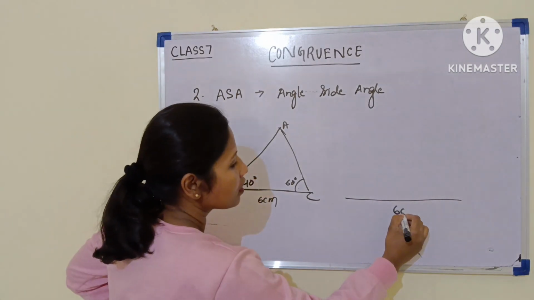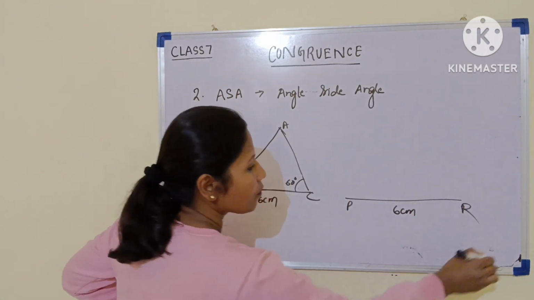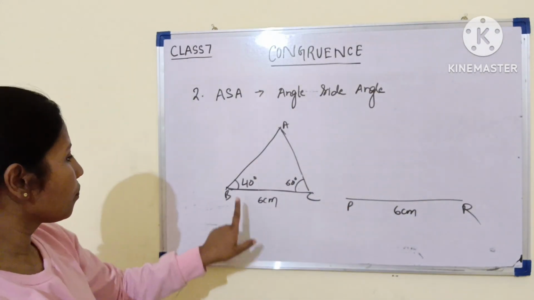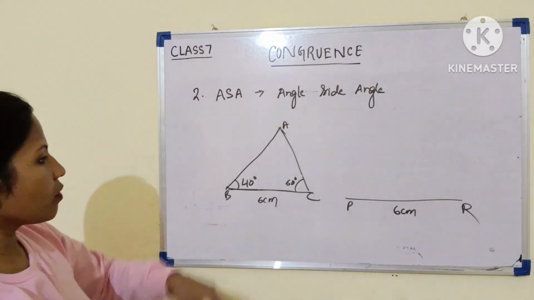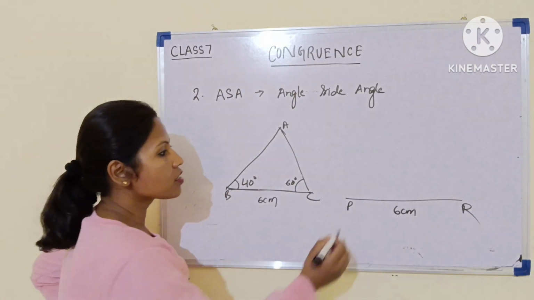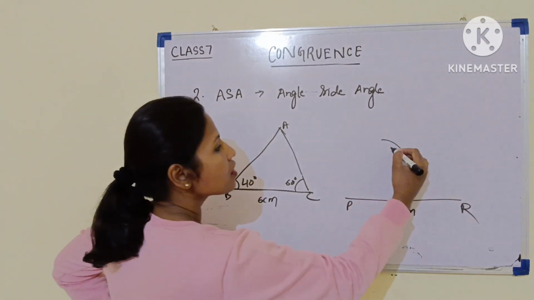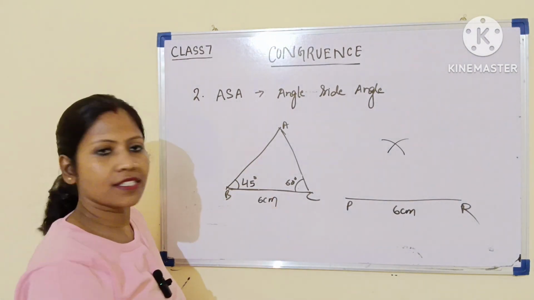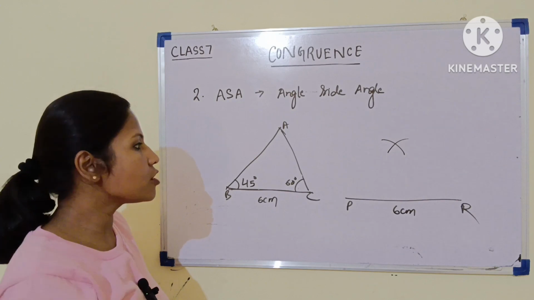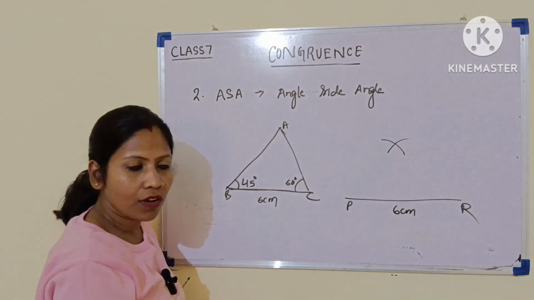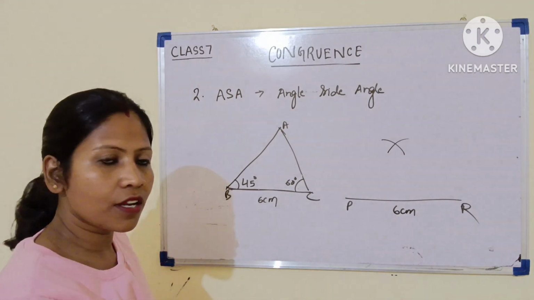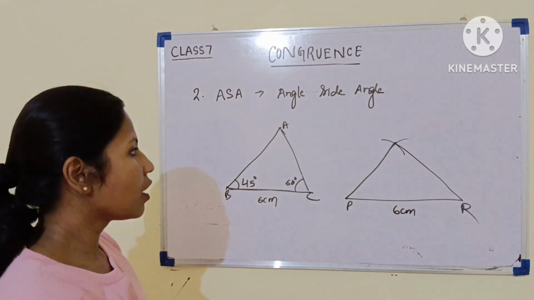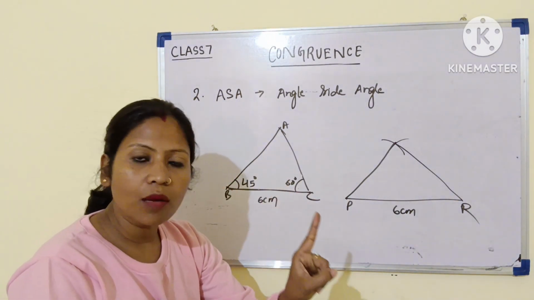First you take a side of 6 centimeters, suppose PR. I have taken a side PR of 6 centimeters. These are 40 degrees and 60 degrees. So if I ask you to make the triangle, you will take a 40 degree arc here and a 60 degree arc here, right? Or let's make it 45 degrees, so it's easy to construct. From here you will take an arc of 45 degrees and from here an arc of 60 degrees. So the possibility is only one. Here also only one triangle will be possible.